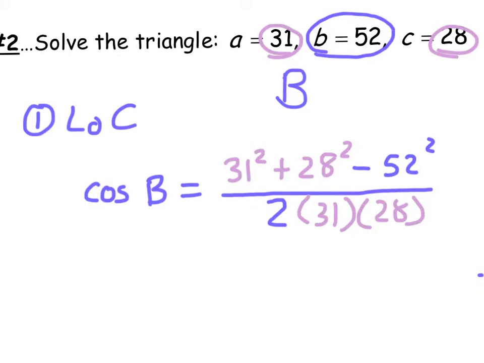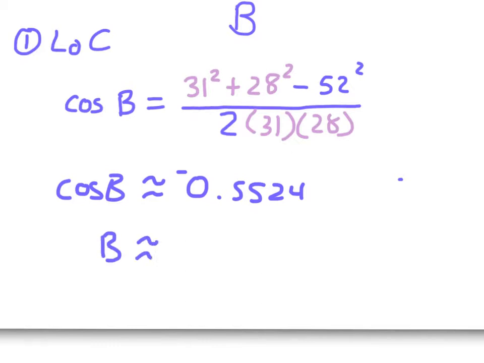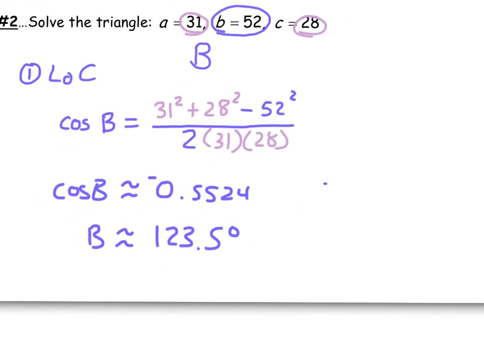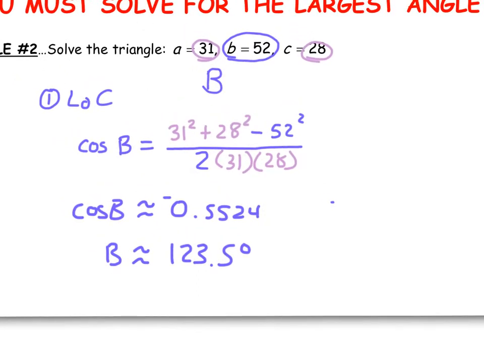Ready, set, go. So the cosine of B is going to be approximately negative 0.5524. So then we have to inverse cosine to get our approximate value of 123.5 degrees. Now we can use the law of cosine again, but look how ugly it is. So let's now simplify it by using the law of sine.